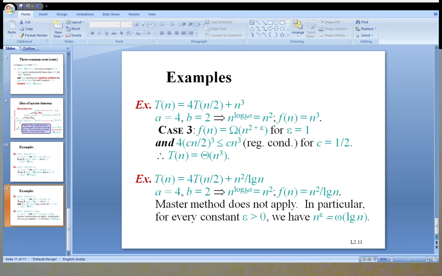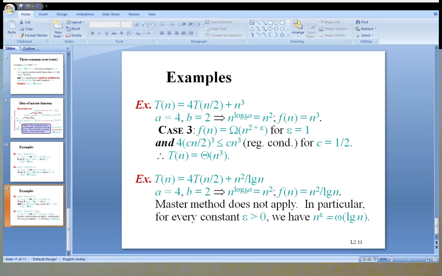Now the last question. T(n) is equal to 4T(n/2) plus n square by log n. Here in this question, the f(n) part has changed. The n raised to the power log a base b would remain the same, n square, but f(n) is equal to n square by log n.